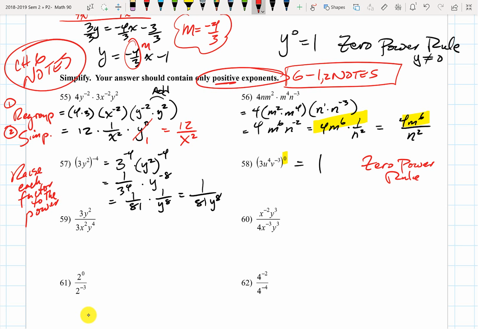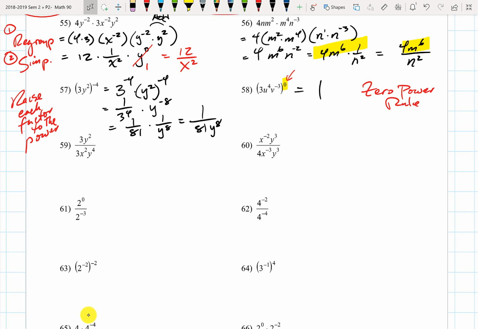Anything raised to the 0 power is 1. So you got to look right there. It's easier than you think. Okay, on this one here, simplify first. Okay, and what do you get?